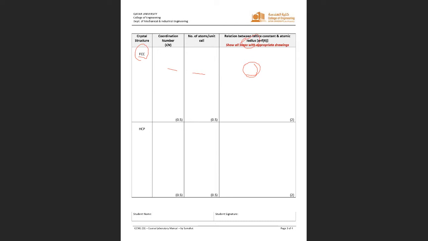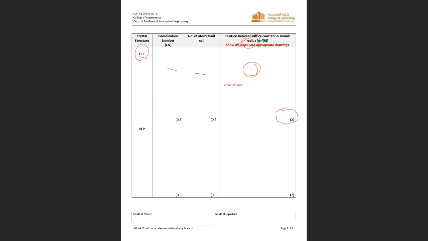Okay, I want you to show all the steps here in the calculation. Show all steps, and if there is a Pythagorean theorem, you will use the Pythagorean theorem and show me all steps. I need to see how you find the A equal to R relationship. If the steps are missing, you will not get the full mark here. Okay, marks are written there.